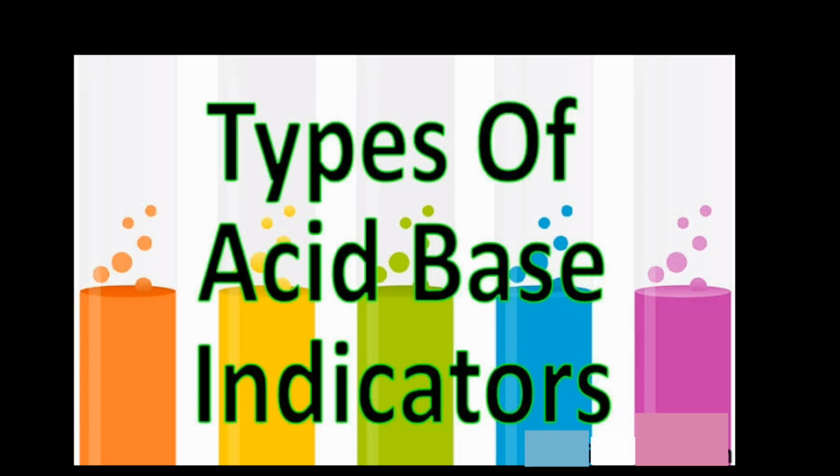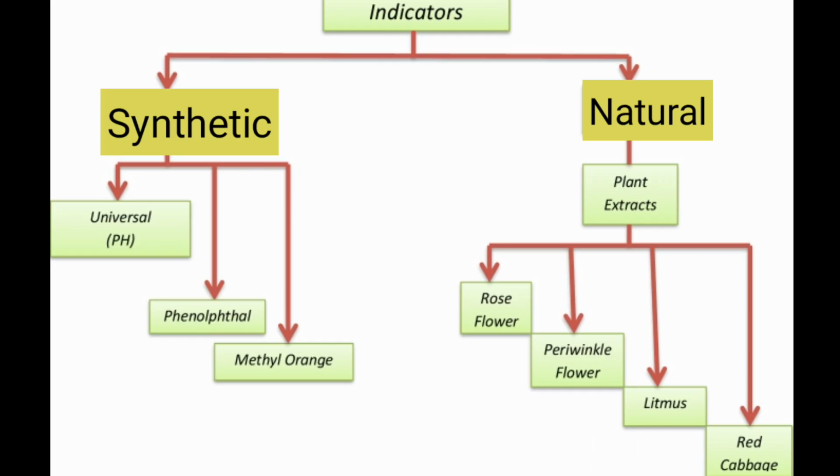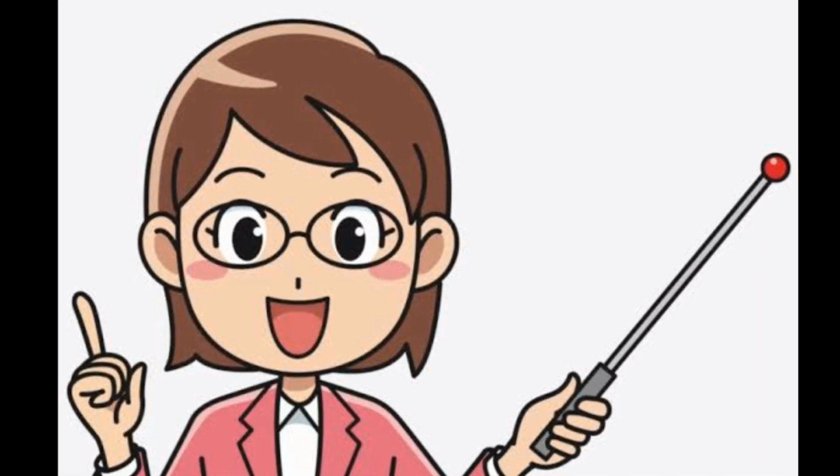Indicators are classified into two groups, that is natural indicator and synthetic indicator. Natural indicators are those which occur naturally, for example, litmus, China rose, turmeric, whereas synthetic indicators are the indicators which are generally used in the laboratory, for example, phenolphthalein, methyl orange. Let us discuss one by one.